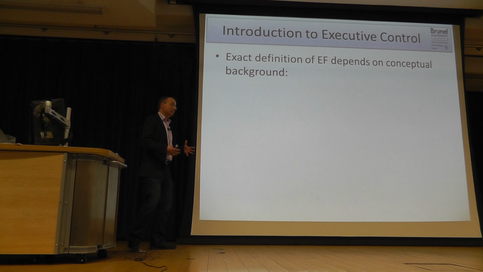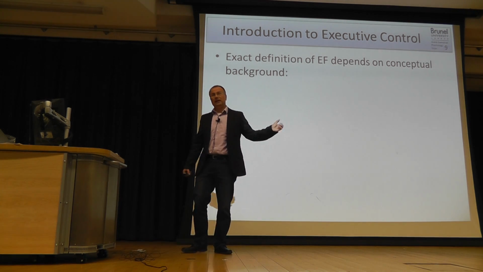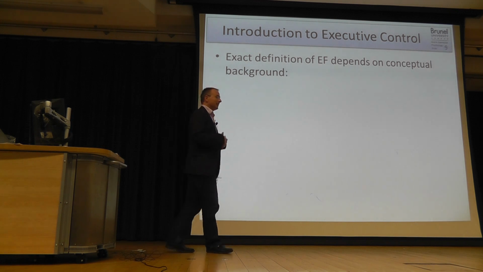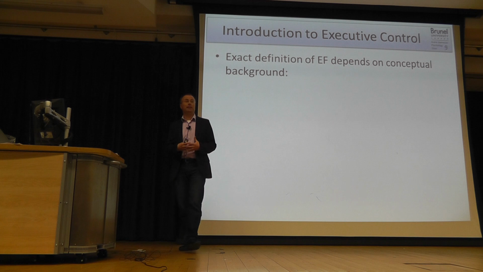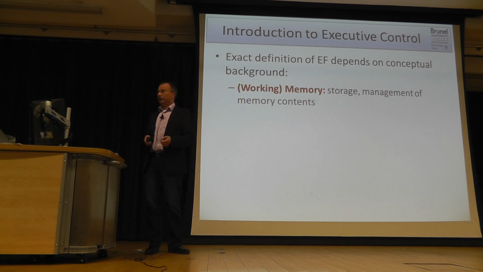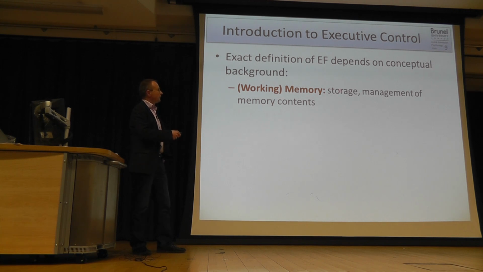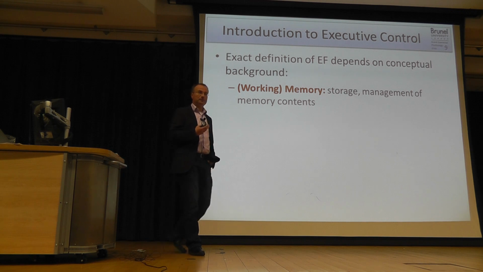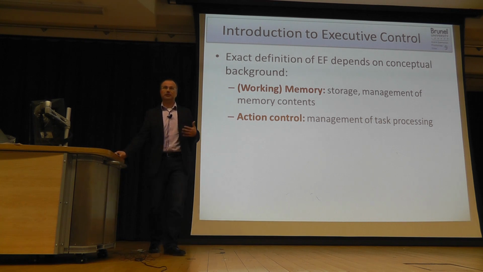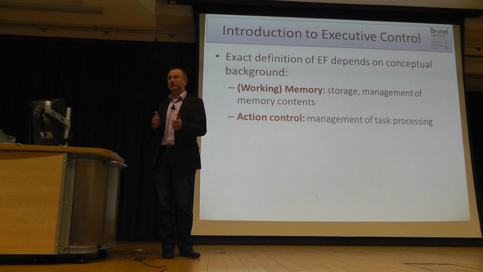So it was originally defined a little bit in the context of memory, and nowadays the concept is used very widely in cognitive psychology. What you will find is that the exact definition, or what people understand under the term executive function, depends on the background the people come from. When you have researchers who come from the memory, or more specifically working memory area, then the term executive function often refers to things like managing storage, memory contents, things like that. If you have people who come more from the area of action control, then they often understand things related to the management of task processing, inhibiting a task, switching between tasks, things like that.